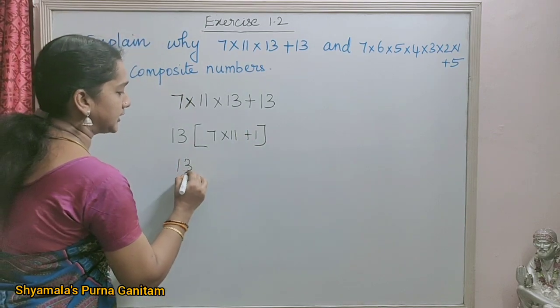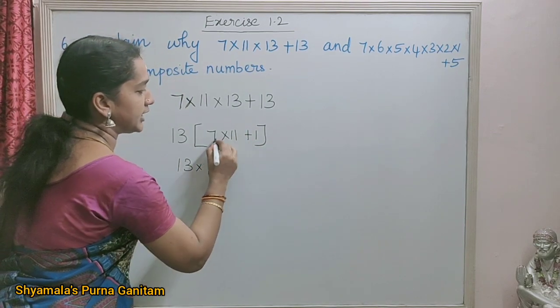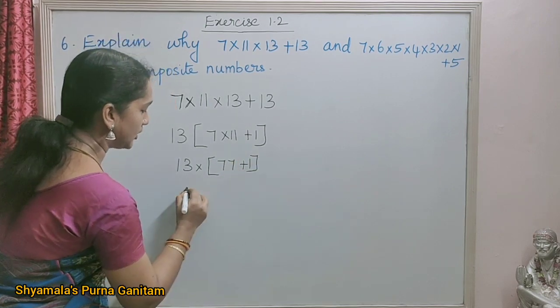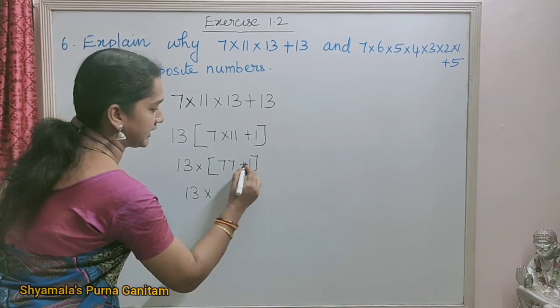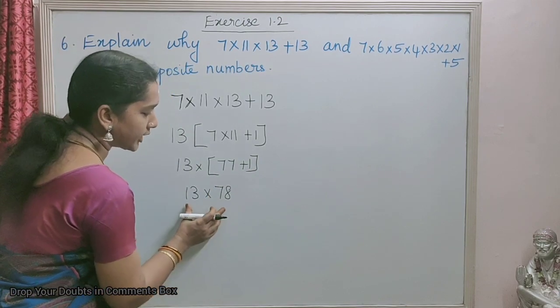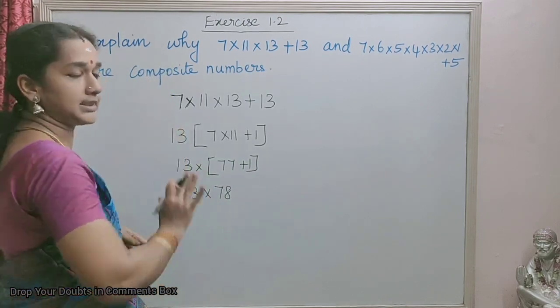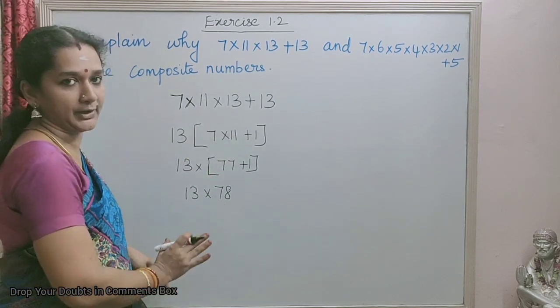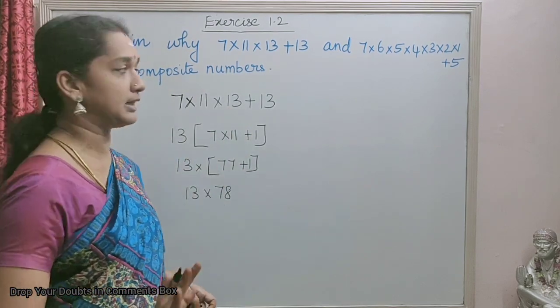Okay. So here 7 into 11 is 77, plus 1. So 13 into 77 plus 1, that is 13 into 78. So I got 2 factors for this number. Okay, so whatever number is given, I got 2 factors. So they are composite numbers.